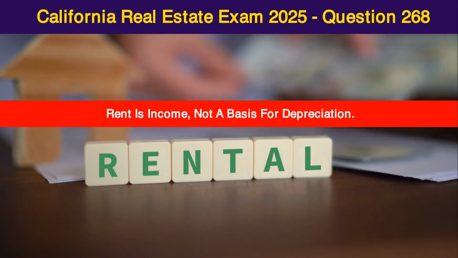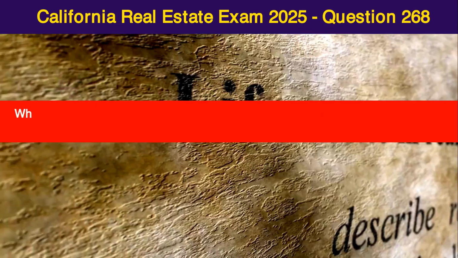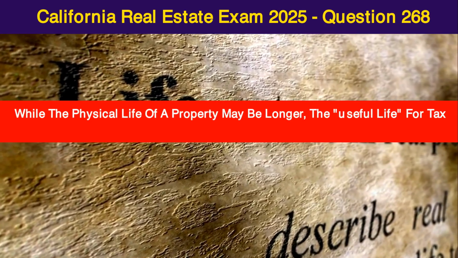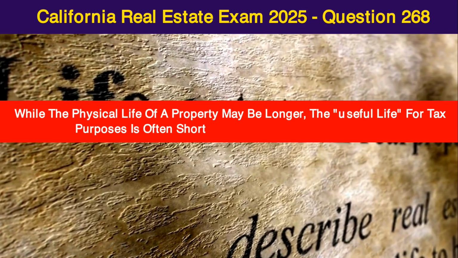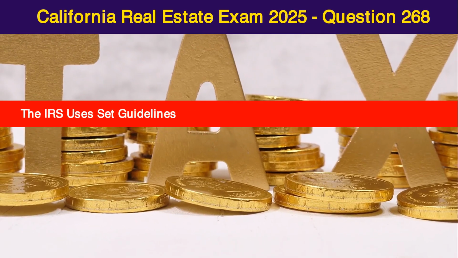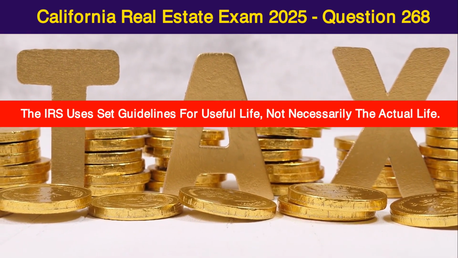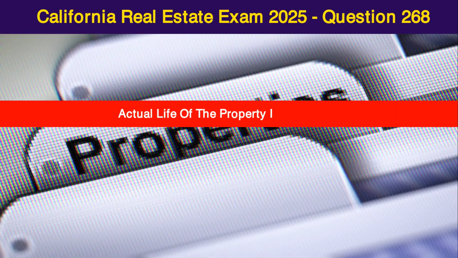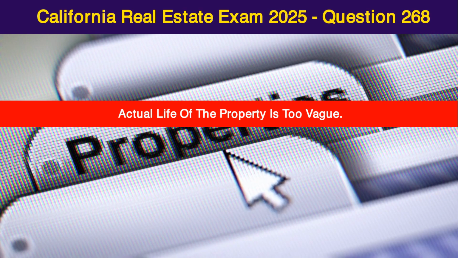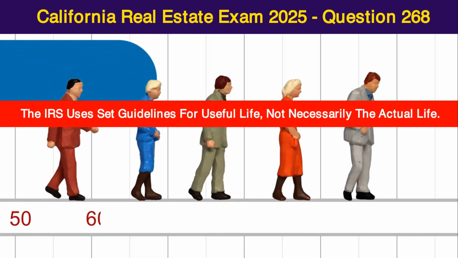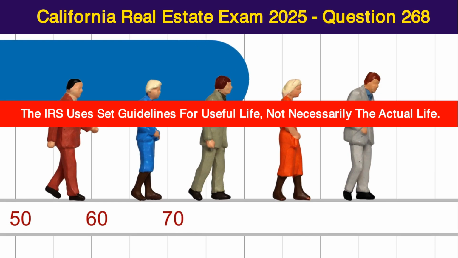Rent is income, not a basis for depreciation. While the physical life of a property may be longer, the useful life, for tax purposes, is often shorter and based on IRS guidelines. The IRS uses set guidelines for useful life, not necessarily the actual life. Actual life of the property is too vague.